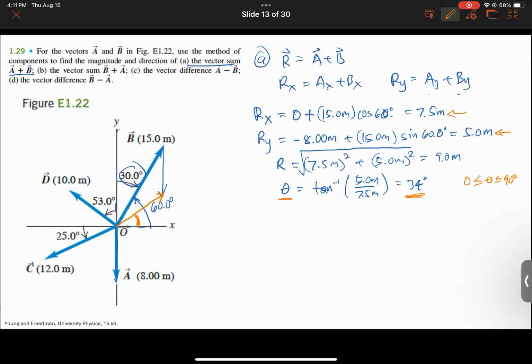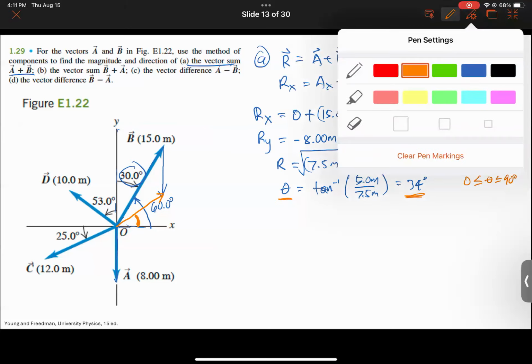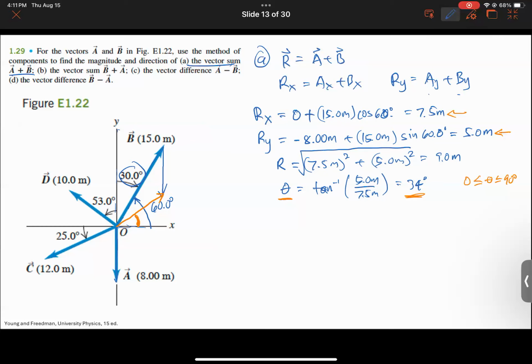Okay, now consider natin ngayon yung second problem, B. Okay, so yung vector sum na B plus A has components. So let's say na yung resultant vector is R. Ang components niyan along the x-axis ay Bx plus Ax. And along the y-axis, ang component ng resultant vector ay By plus Ay.